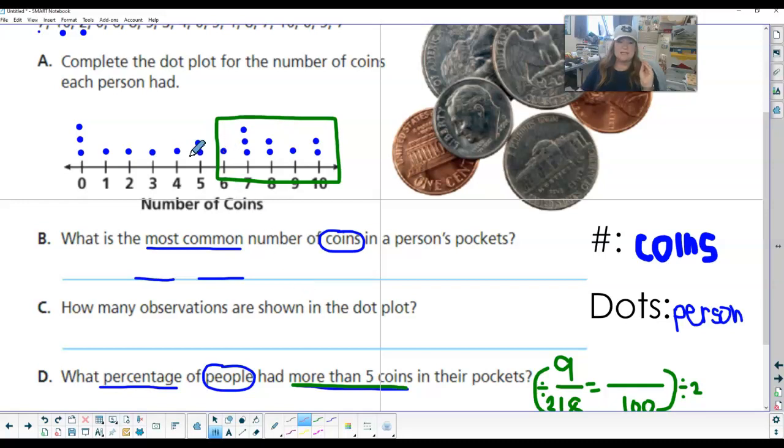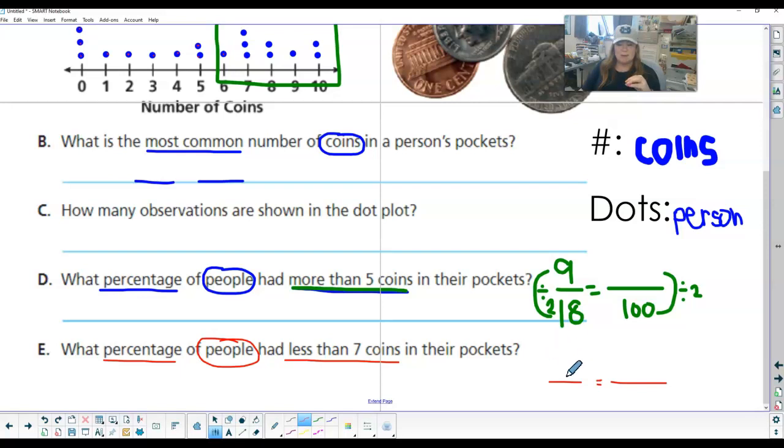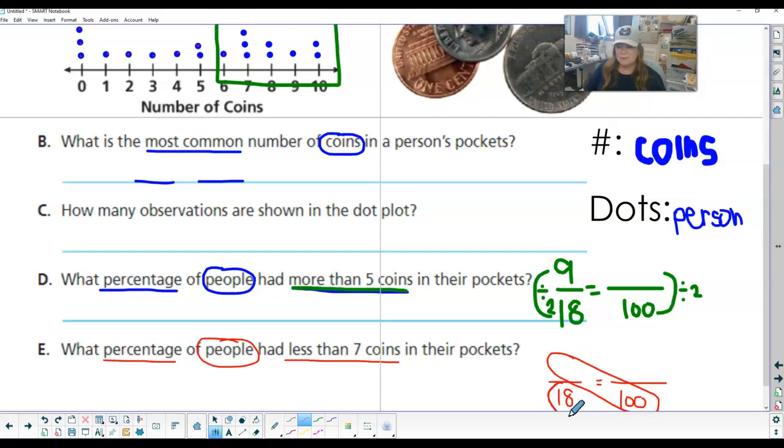So 7 is not part of that. So this person has less than 7. All of these people have less than 7. So you're going to see how many people have less than 7, and it's out of 18. And we're going to turn that into 100. If there's not a nice way to get from 18 to that number, we're going to multiply these and divide by 18. So percentages, right, are always out of 100. We counted the dots that were less than 7 out of 18. What percent is that?